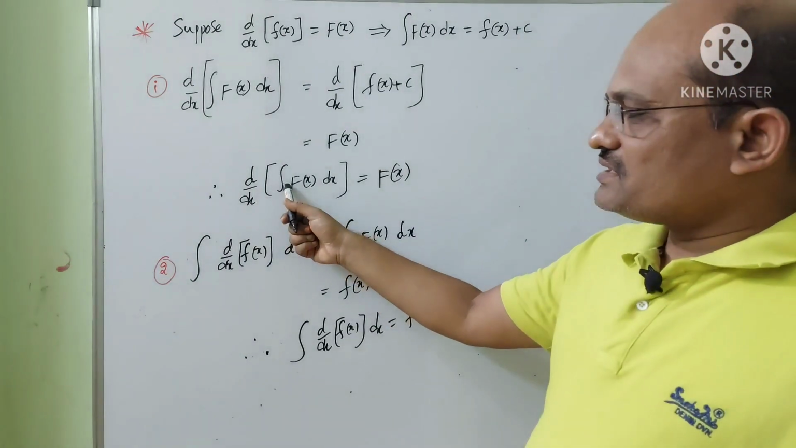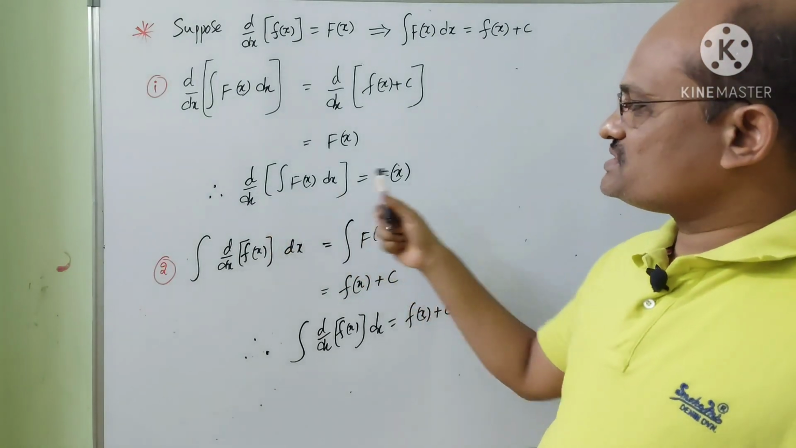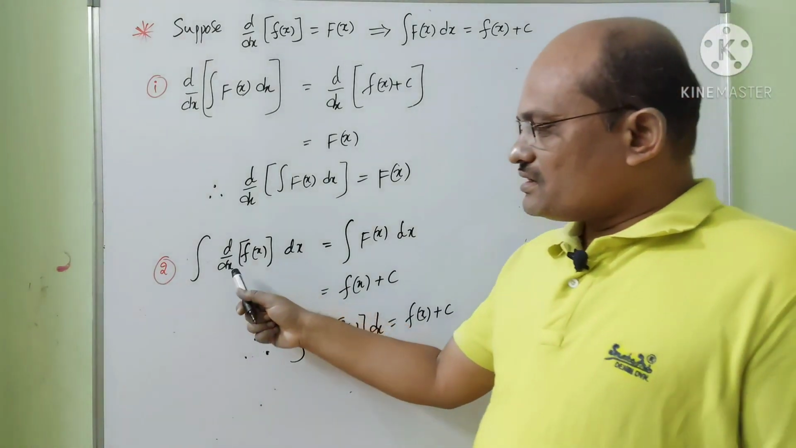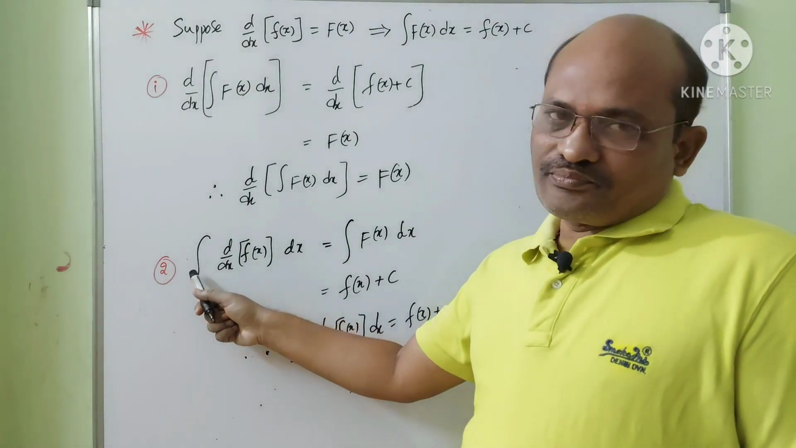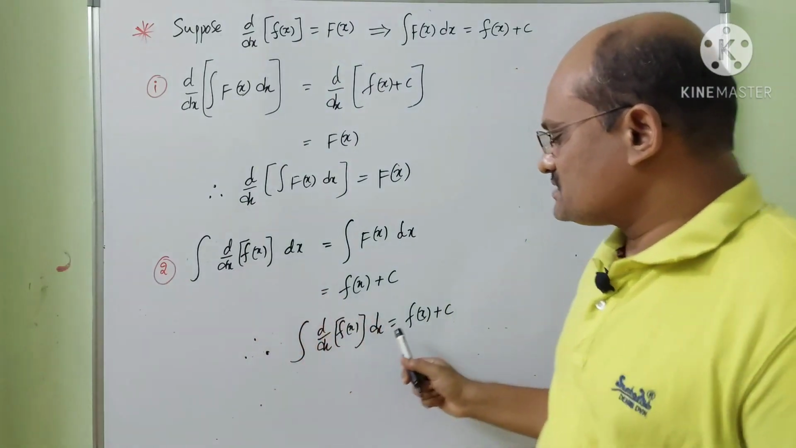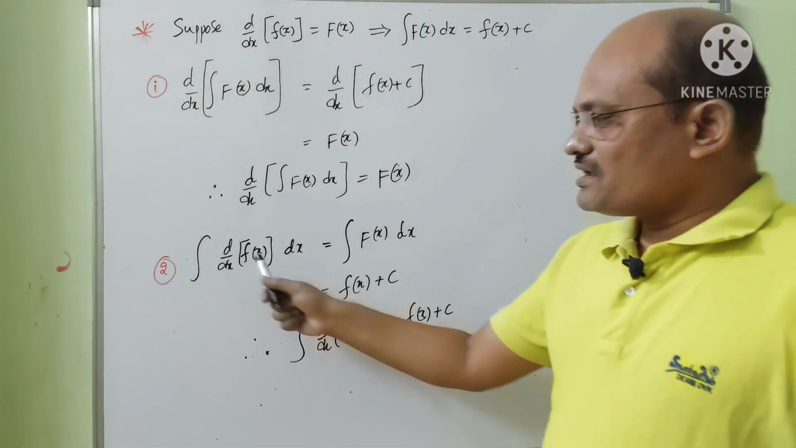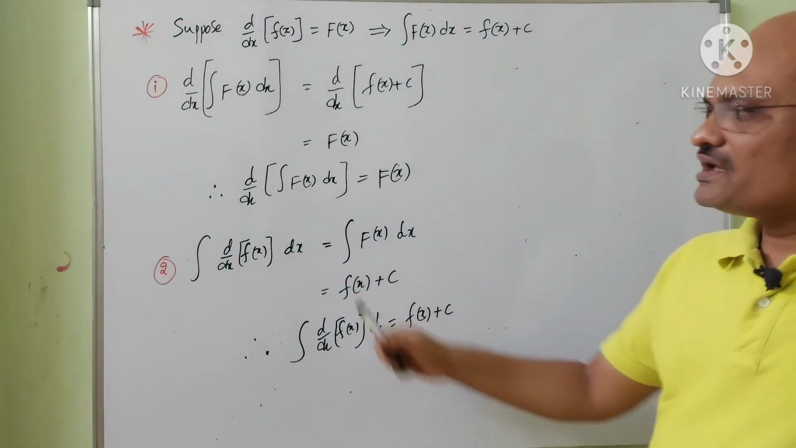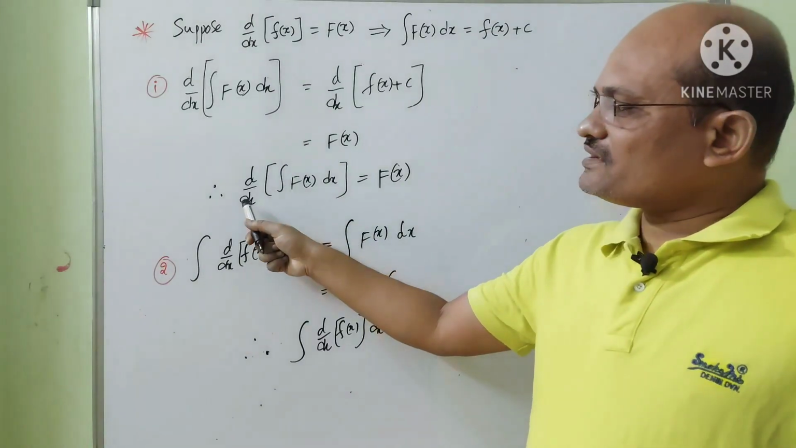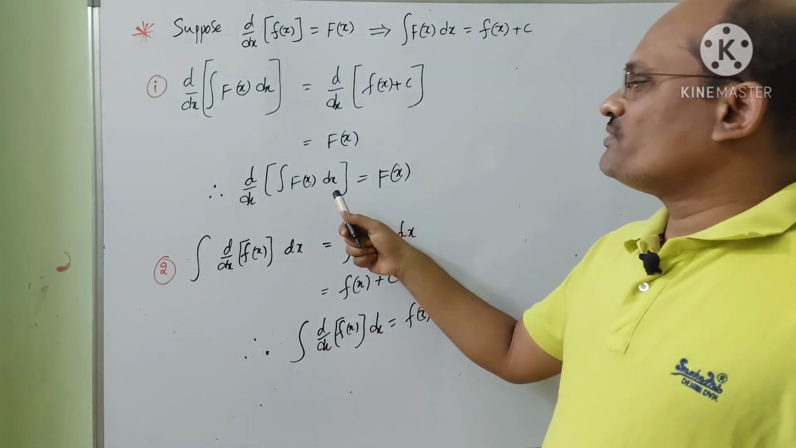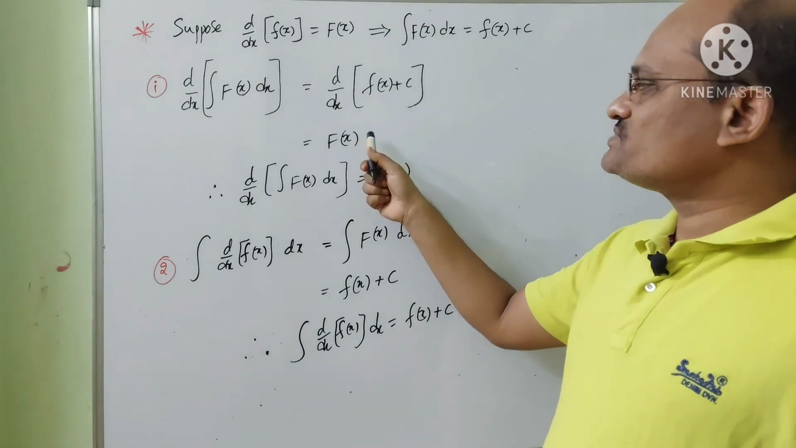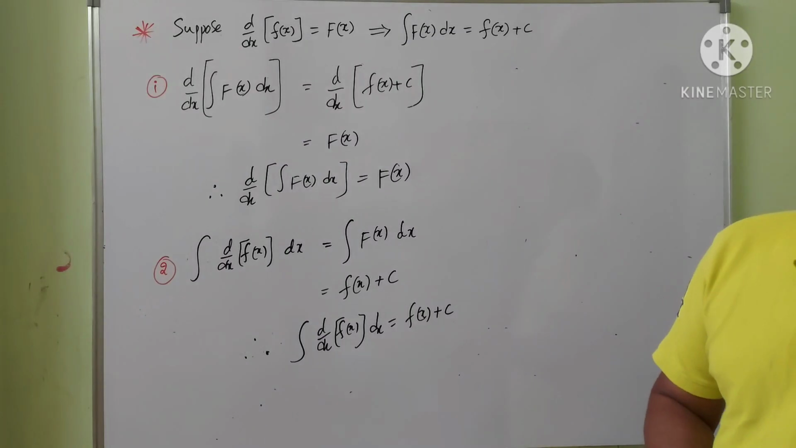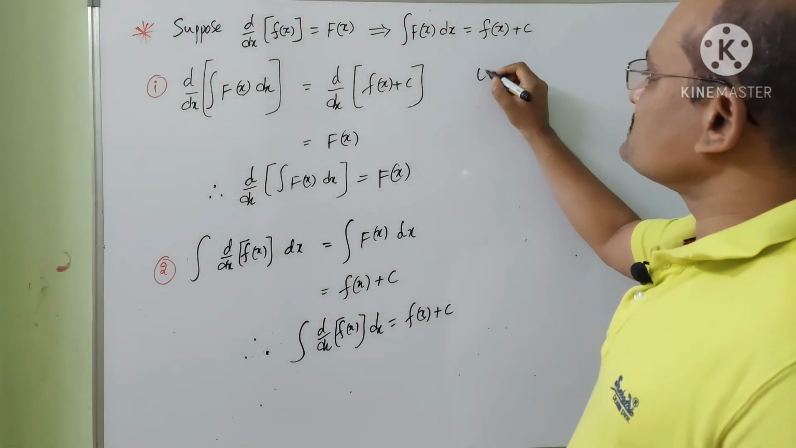When you do integration first and differentiation later, the result is the function f of x. Here you are differentiating first, later integration. Here also the result is small f of x. But here later you are doing integration, so you have to write the constant of integration. Here after integration you are differentiating. So when you differentiate, the derivative of a constant becomes 0. So don't write the constant. These are the two results you have to remember. Let us write some examples.